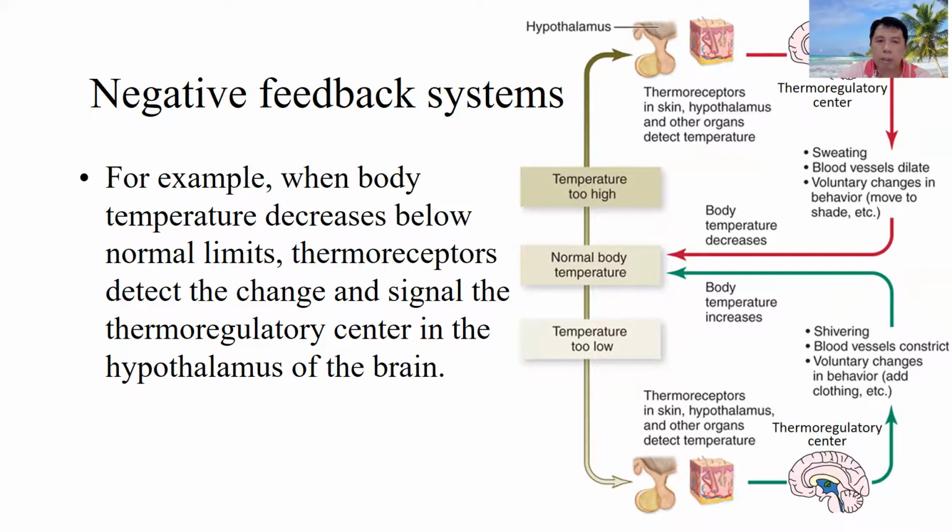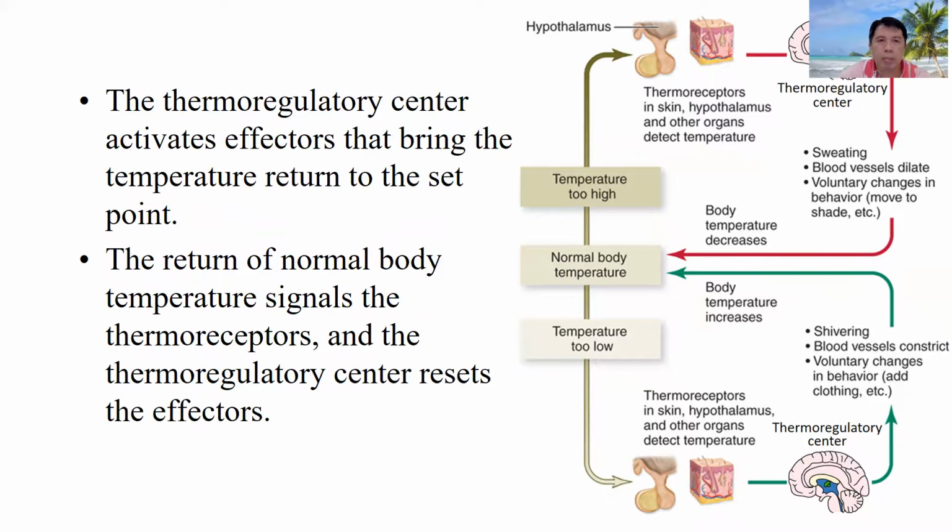So the thermoreceptor, when it detects the change, will signal the thermoregulatory center, which is found in the hypothalamus. Then the thermoregulatory center activates the effector, for example, the skeletal muscle, that brings the temperature back to the set point.